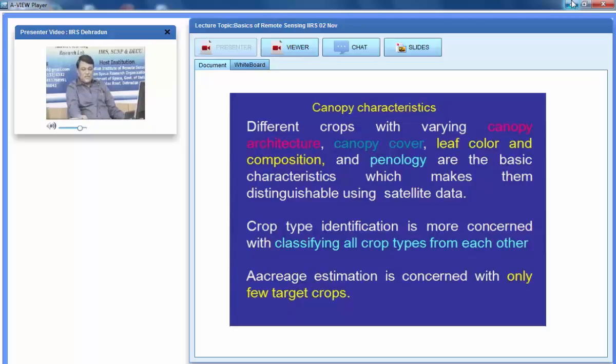Another is acreage estimation. Acreage estimation is concerned with only a few target crops. Here the user decides what his interest crops are. If his interest is wheat crop, he will focus on a technique that can enable him to discriminate wheat from others. Accordingly, he will choose satellite data and acquisition time that help him to discriminate or distinguish wheat crop from other crops and non-crop cover.